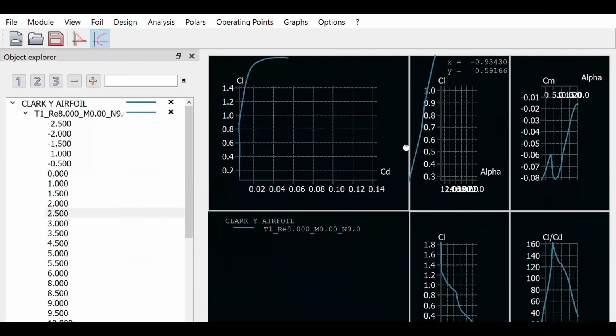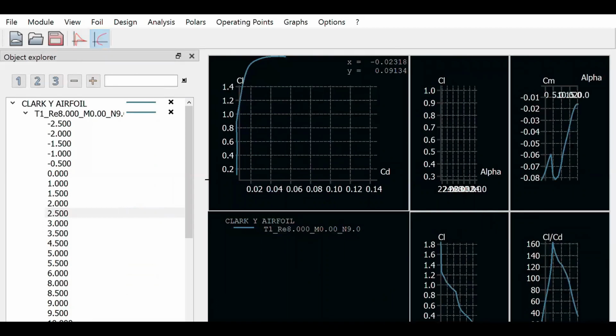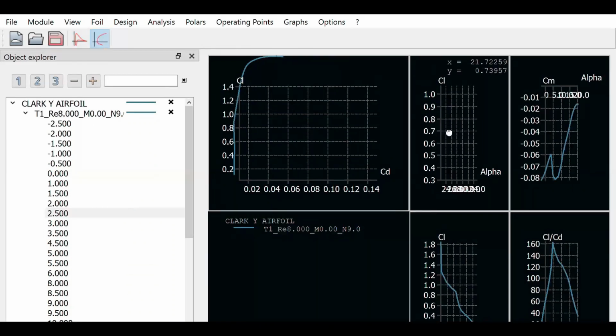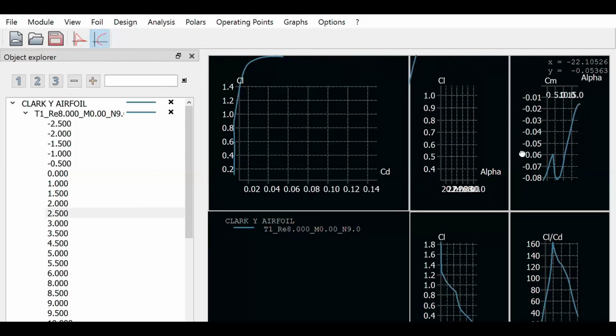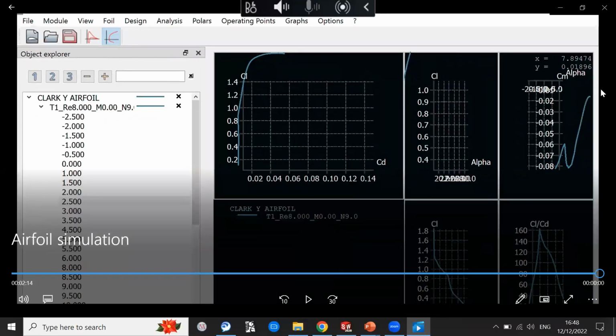And from there we can get the coefficient of lift, which is how much lift is produced by your wing, then the coefficient of moment, and then the coefficient of lift over the coefficient of drag. So lift is good for the aircraft, drag is not good, because it is killing the coefficient of lift. You see, it actually takes 10 to 15 minutes maximum.